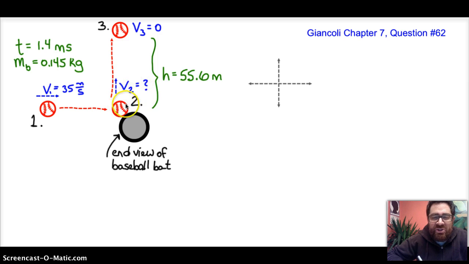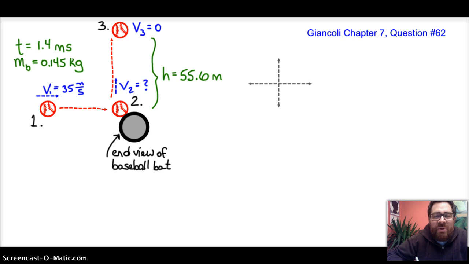I'm calling that position 2 here. We don't know how fast it's moving. And then it eventually gets 55.6 meters above the bat head, where it reaches its maximum height. I'm calling that position 3. So we're really just focused on what's happening when the ball strikes the bat. Its initial velocity before the bat and just after striking the bat, which we're calling v sub 2, we're eventually going to have to find that.